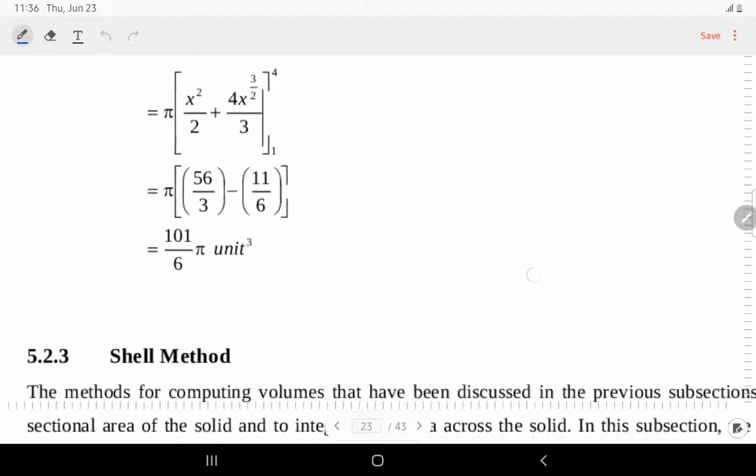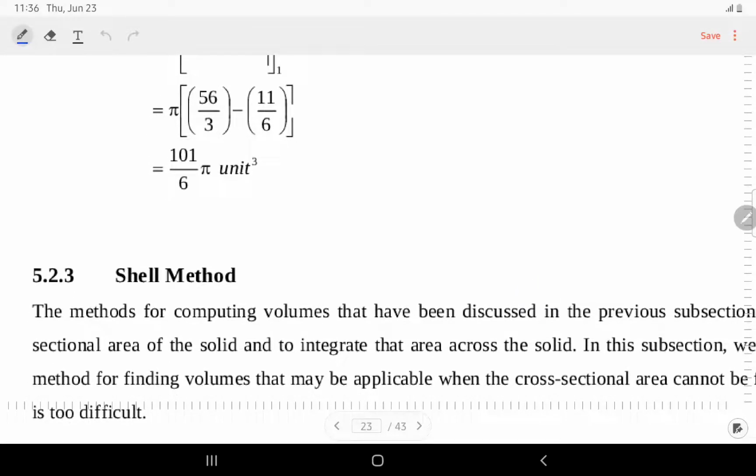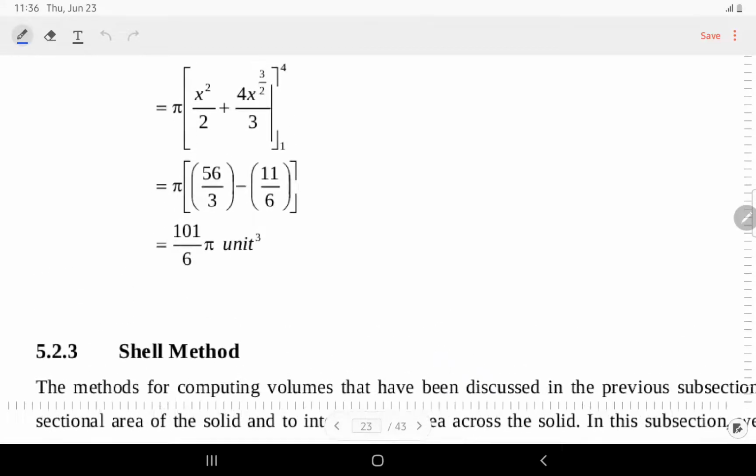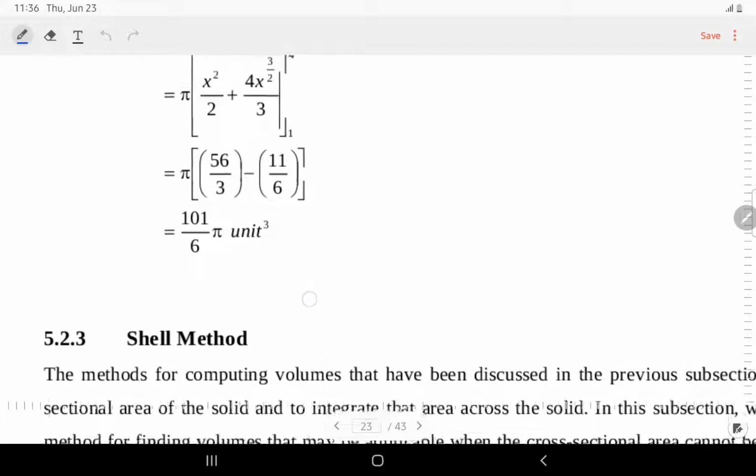Okay, that's all for this video, which we discuss about two methods to find the volume of revolution. The first method is disk method, which we have two formulas, and second method is washer method, which we have four formulas in washer method. Okay, so in next week we are going to discuss about the third method, which is the shell method.